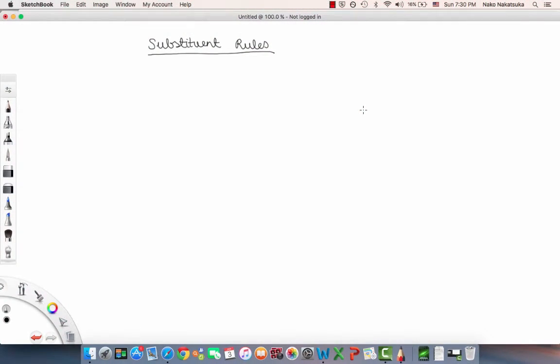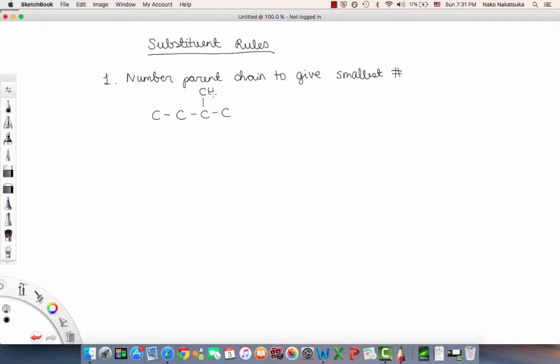So now that I went over the example with pentane and its constitutional isomers, I'm now going to go over the nitty-gritty of the substituent rules. And so the first rule is we always number the parent chain to give the smallest possible number. So as an example again, let's say we have this molecule, a 4-carbon chain, and then CH3. This is the example that I gave before with the pentane.